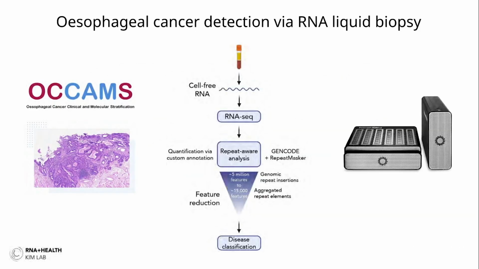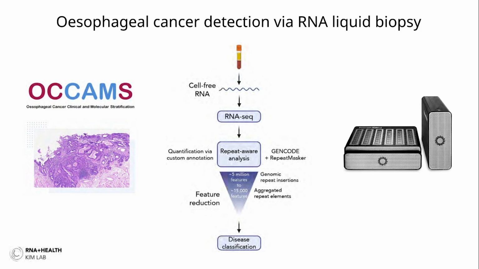And so to do this, as I mentioned, again, we collaborated with Rebecca Fitzgerald's lab at the University of Cambridge, where they have this really great study called the OCCAM study, where they're looking at individuals who have Barrett's esophagus or esophageal cancer, and they've looked at about 3,000 or so individuals in the UK that have these different conditions, and they've isolated, for example, blood samples from these individuals.